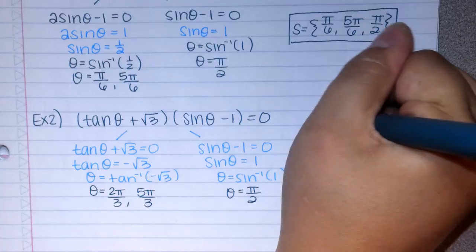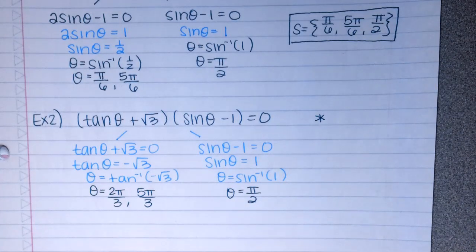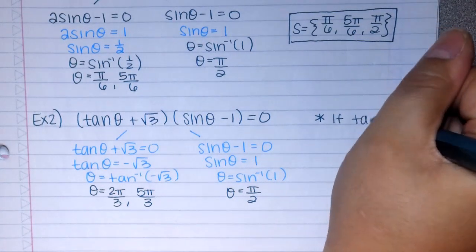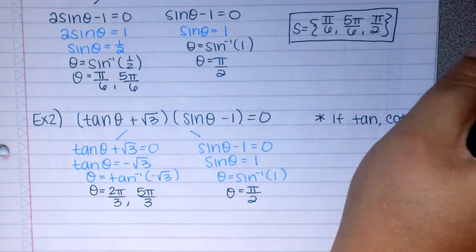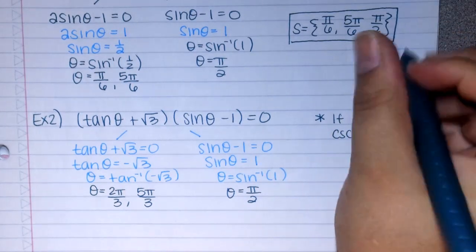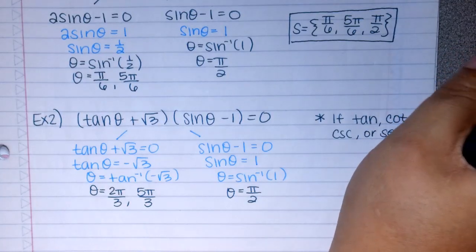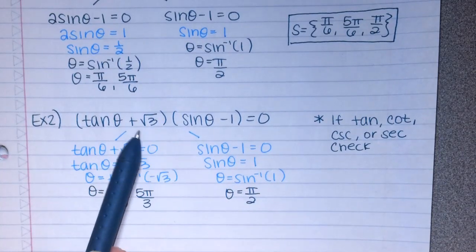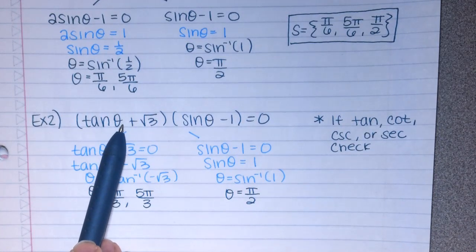Now, I want you to put a star on this problem. Can everybody please look up? One of these solutions does not work. Why and which one? Nope, 5 pi over 3 works for all of them. Pi over 2. Why pi over 2? If I take pi over 2 and plug it back into my equation, what is the tangent of pi over 2?